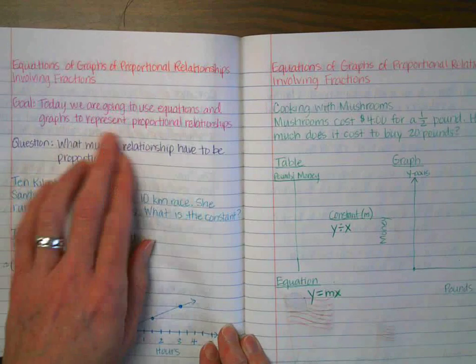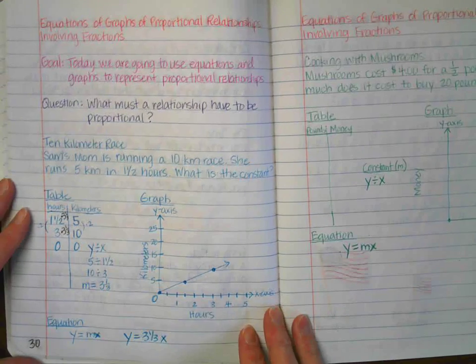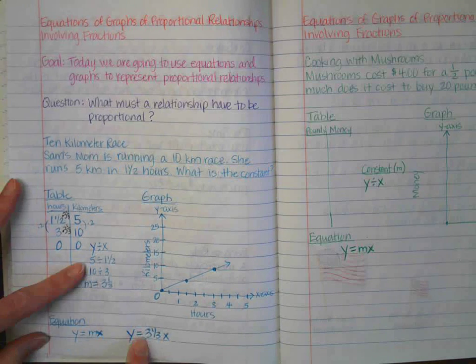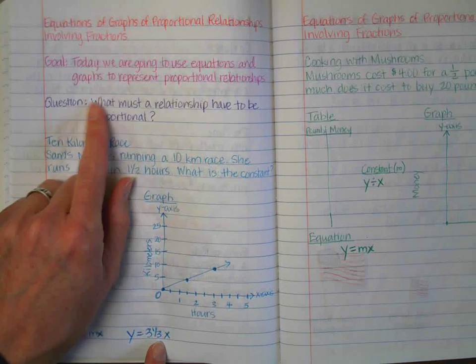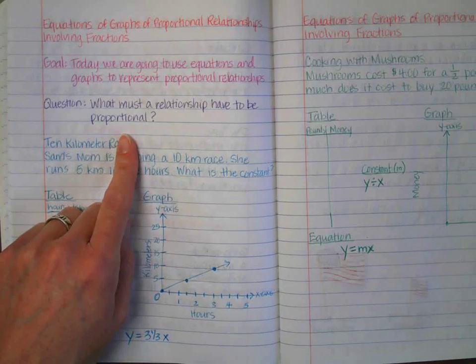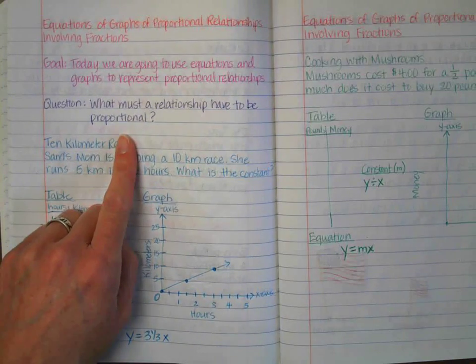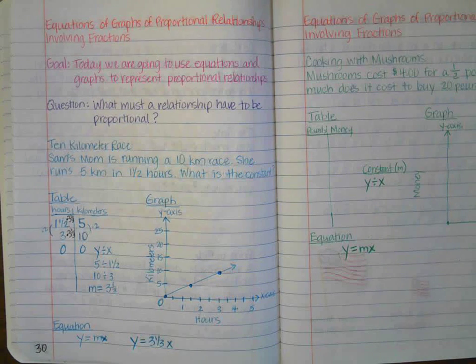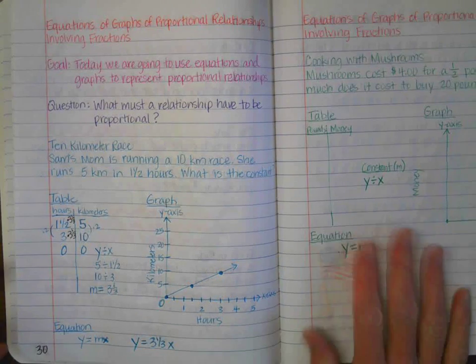Okay, so one more time. Today we are going to use equations and graphs to represent proportional relationships. We did that. We made a graph. We wrote an equation. We found the constant so we could write the equation. What must the relationship have to be proportional? Everybody, on the count of 3. 1, 2, 3. A constant. Very good. It has to have a constant.